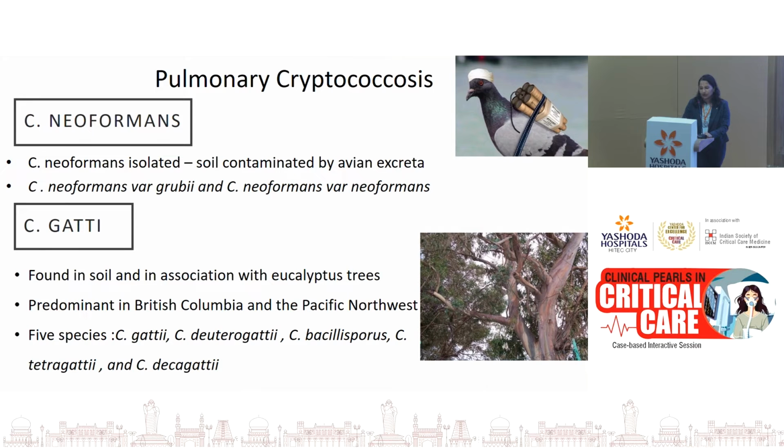As we know, there are two species of Cryptococcus, Cryptococcus neoformans and Cryptococcus gattii. Cryptococcus gattii is the one which is more associated with pulmonary findings, whereas Cryptococcus neoformans is more associated with CNS cryptococcosis. Cryptococcus gattii is found in the soil and in eucalyptus trees, and there have been several studies from North India showing that Cryptococcus gattii was the one isolated from pulmonary cryptococcosis in many of the cases.